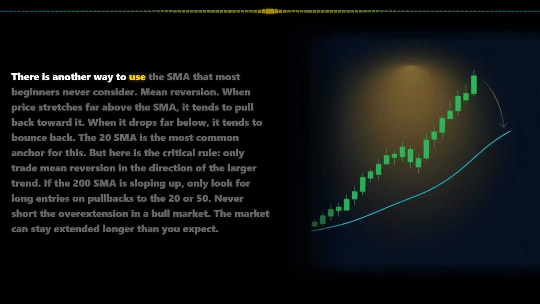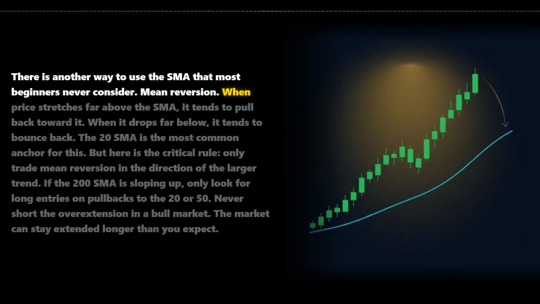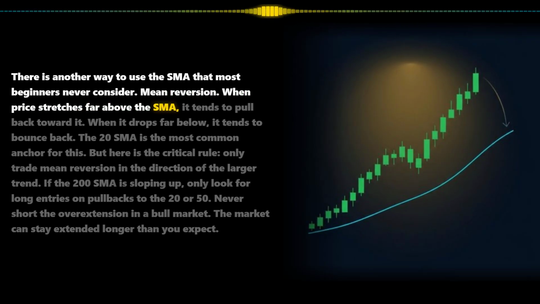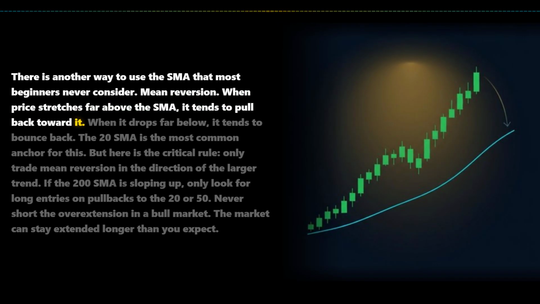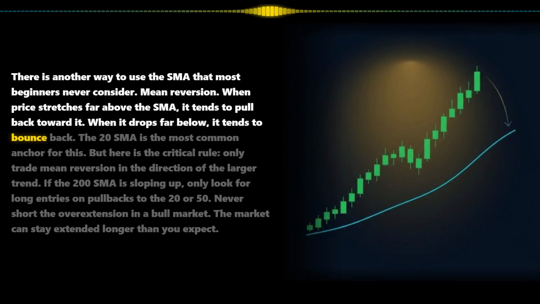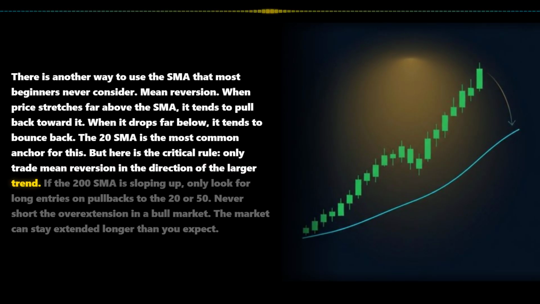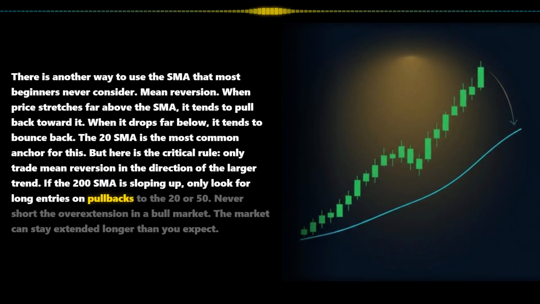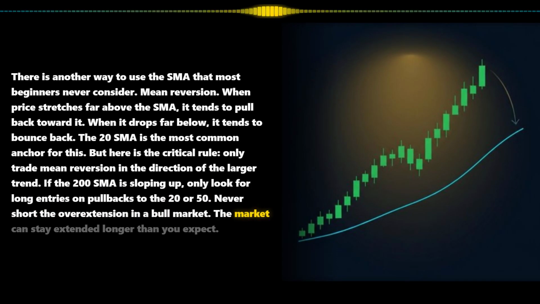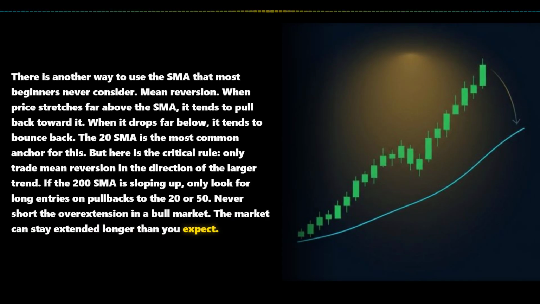There is another way to use the SMA that most beginners never consider: mean reversion. When price stretches far above the SMA, it tends to pull back toward it. When it drops far below, it tends to bounce back. The 20 SMA is the most common anchor for this. But here is the critical rule. Only trade mean reversion in the direction of the larger trend. If the 200 SMA is sloping up, only look for long entries on pullbacks to the 20 or 50. Never short the overextension in a bull market. The market can stay extended longer than you expect.